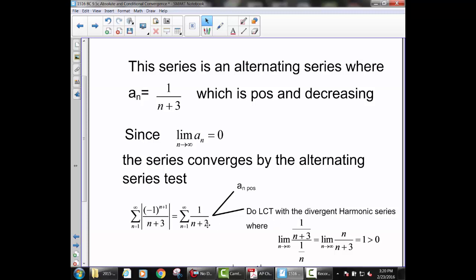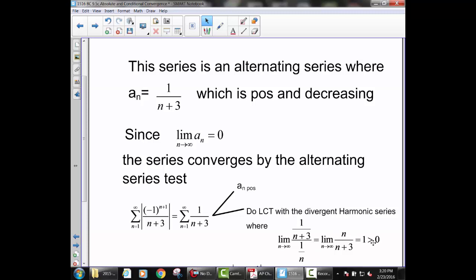I'm going to get rid of the 3 and compare it to 1 over n, which is the harmonic series, which is divergent. I'm going to find the limit as n goes to infinity of my given u_n, 1 over n plus 3, over the v_n, the thing I compared it to. Simplify that. You find out that this limit is 1.